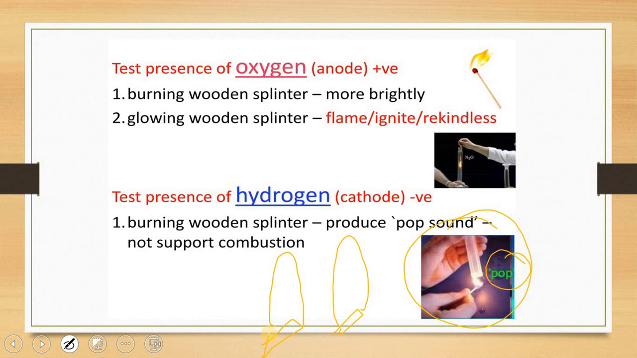Okay, so that's all you need to remember for the composition of water. The separation of hydrogen and oxygen is done through the electrolysis of water.